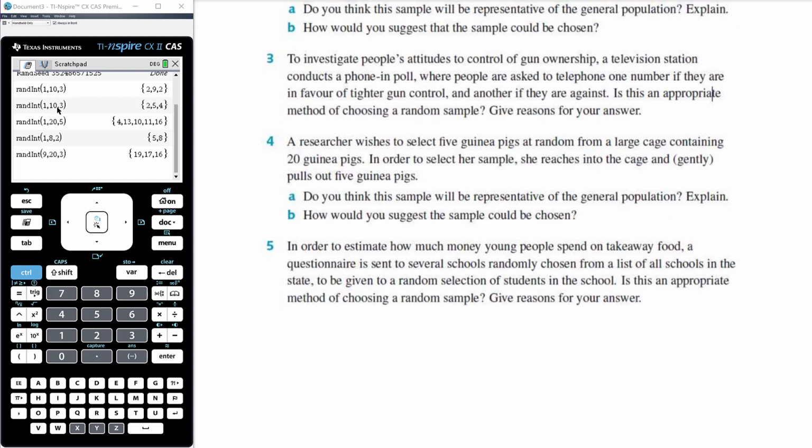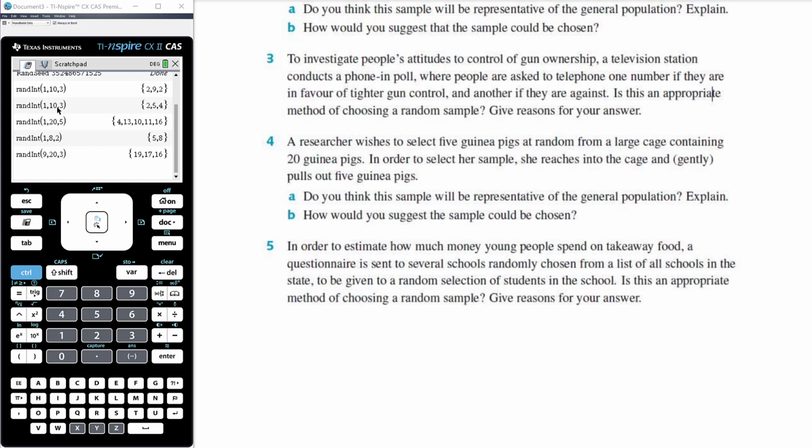Question 4, a researcher wishes to select 5 guinea pigs at random from a large cage containing 20 guinea pigs. In order to select her sample, she reaches into the cage and gently pulls out 5 guinea pigs. Do you think this sample will be representative of the general population?